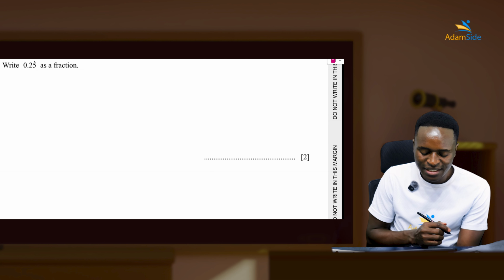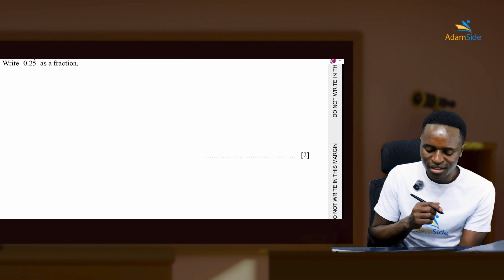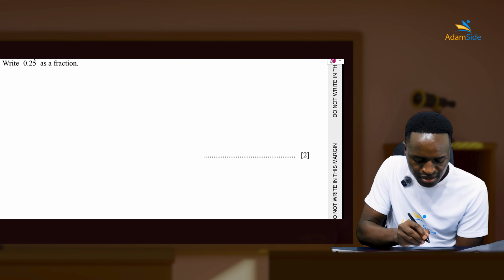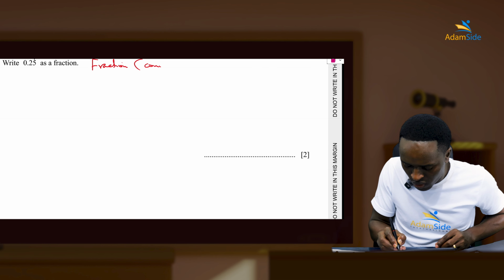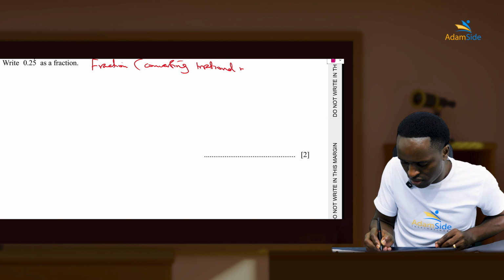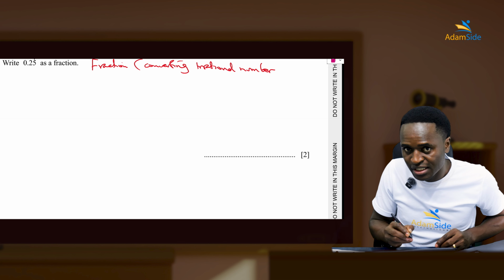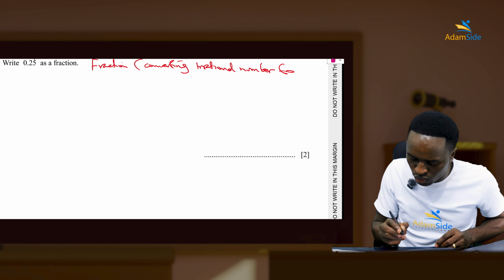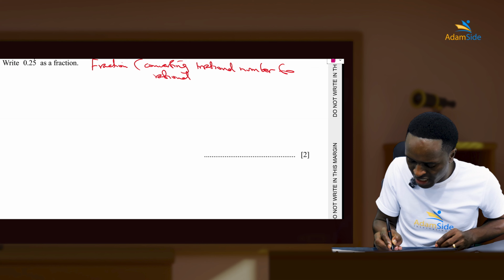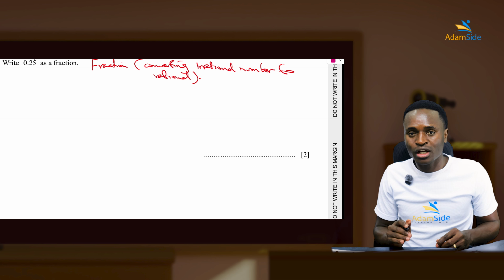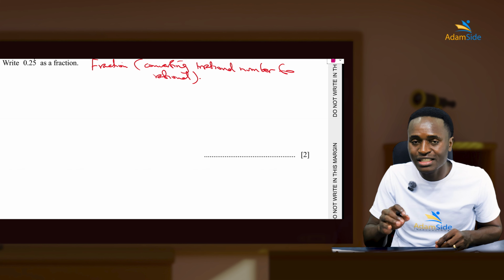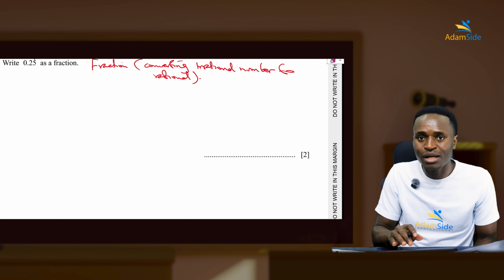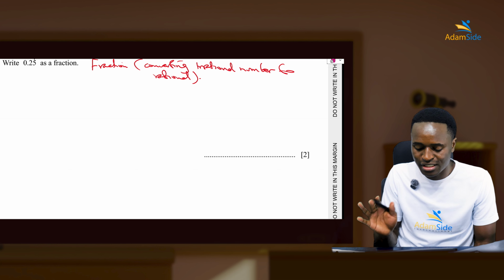Correct. Next, write 0.25 recurring as a fraction. Here we are converting a recurring decimal to a fraction. We know an irrational number is a number that you cannot write as a fraction. This mostly happens with surds, the square roots of numbers that are not squares.